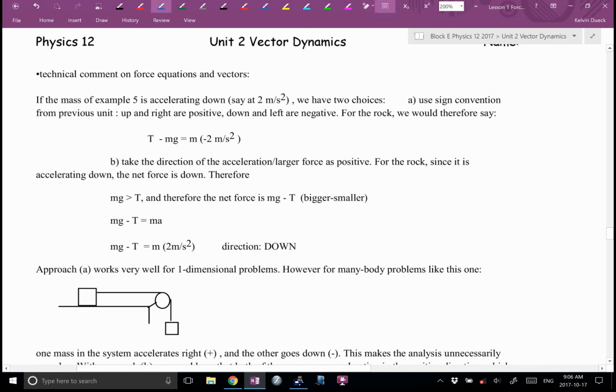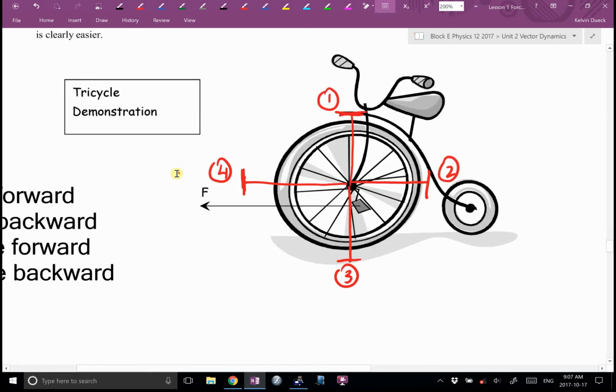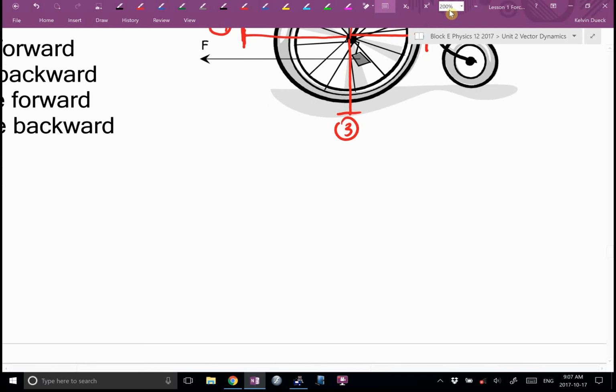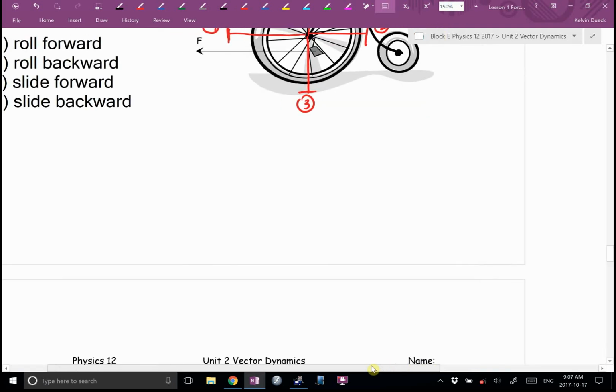We're going to do it that way because we're going to start to look at situations where some objects are accelerating right, which is positive, while some objects are accelerating down, which is negative. What's the correct sign convention? Let the correct sign convention be whatever makes the math the easiest. I did a tricycle demonstration with you last class to convince you of the usefulness of a free body diagram.